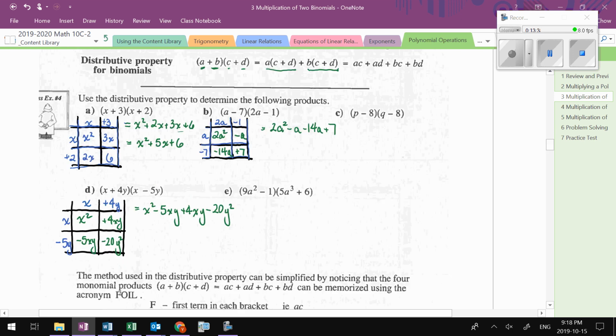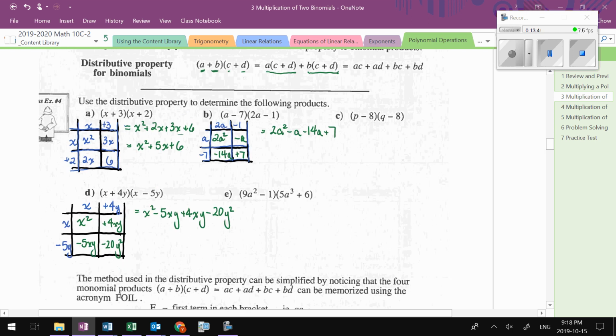If you're doing the box method or you're doing distributive property, it will always work, regardless if it's a monomial times a binomial, a trinomial times a trinomial, a binomial times a trinomial, any polynomial times polynomial. Distributive property will always work.